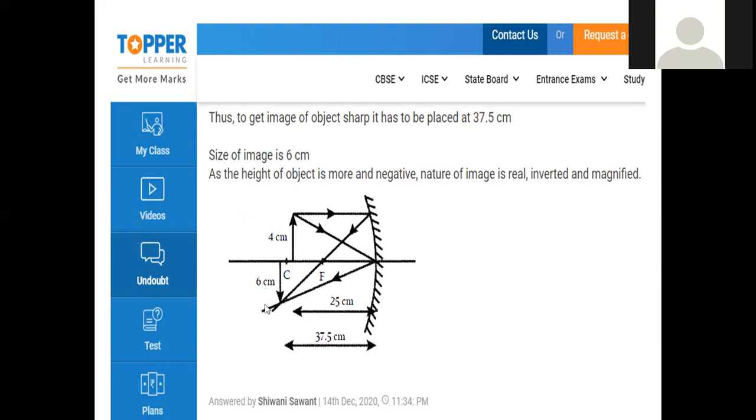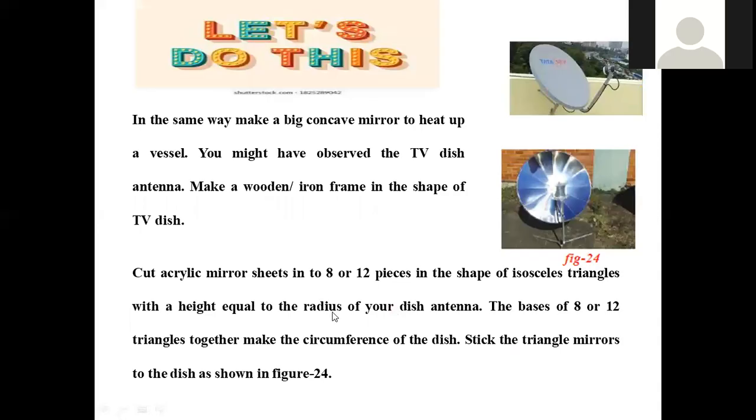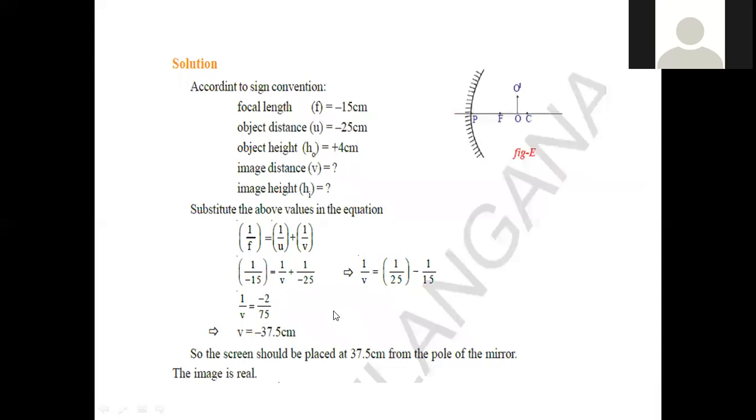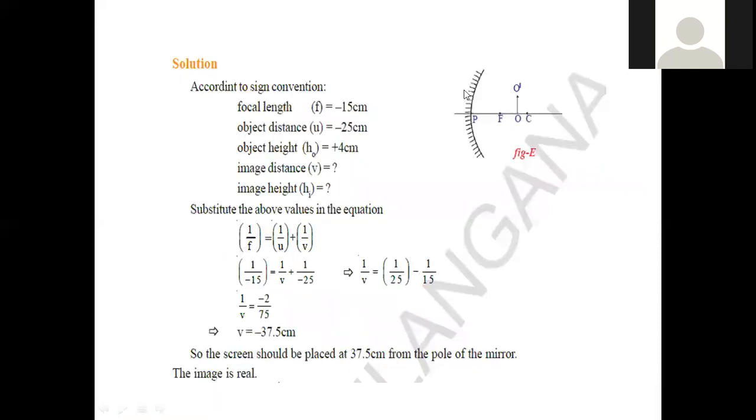Now let us find out how it will be. The image will be inverted, and hi is the height of the image, while the distance from the pole point to the image point will be 37.5 centimeters. So let us find out the solution.